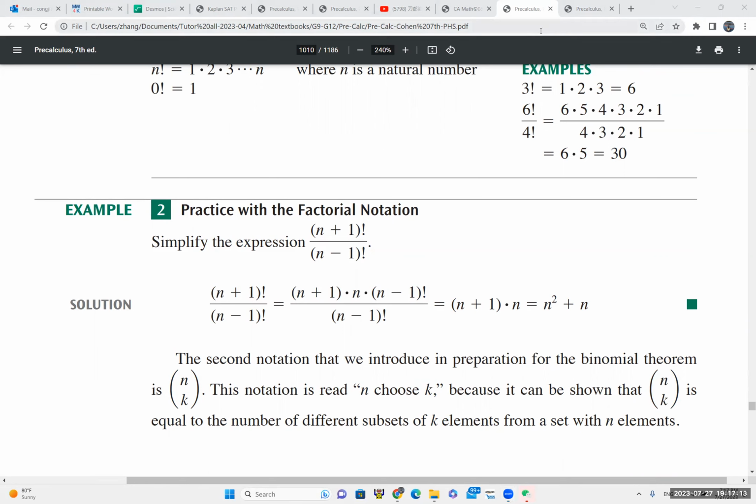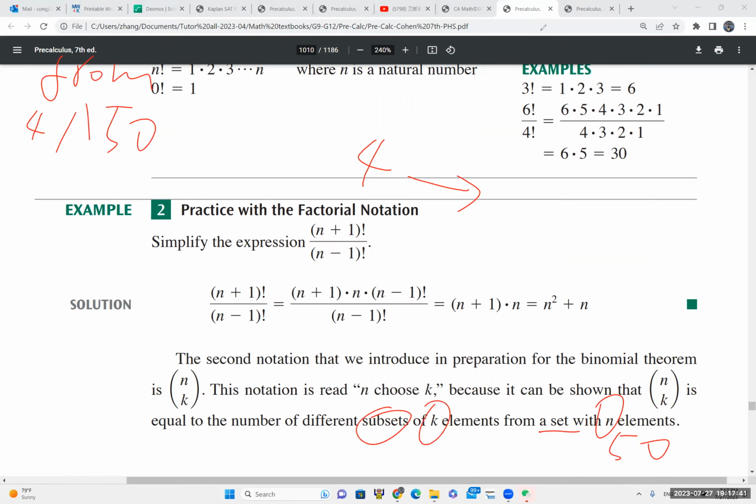For example, in your class there are 50 students. Then you choose 4 from them, from these 50. Then you let these 4 students go on vacation, right? It means choose 4 from 50. Like n is 50, a set, and k is a subset of it, right? Okay.